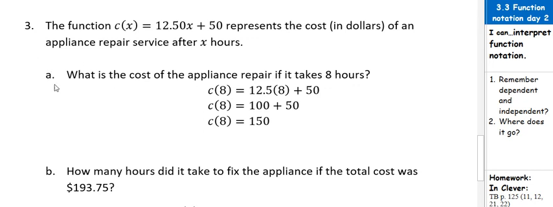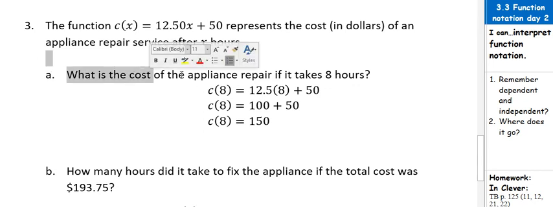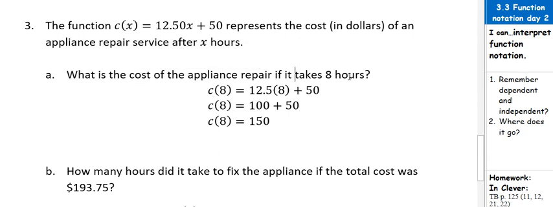So for number 3, we have A. It says, what is the cost of the appliance repair if it takes 8 hours? Hours is an X. So that tells me I'm going to rewrite starting with 8s in the spot where the 2 X's are. The one on the left doesn't change. It's just the name of it. This right here shows me that we plugged in 8 and we got out 150. It's also easy to tell when I look at it this way that my dependent variable is 150, that's my cost, and my independent is 8, that's hours.